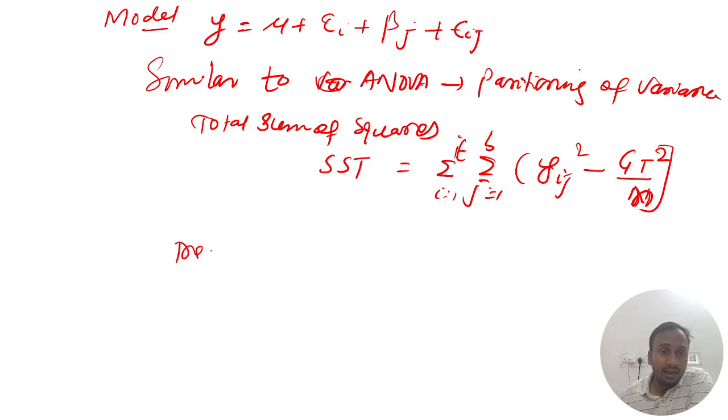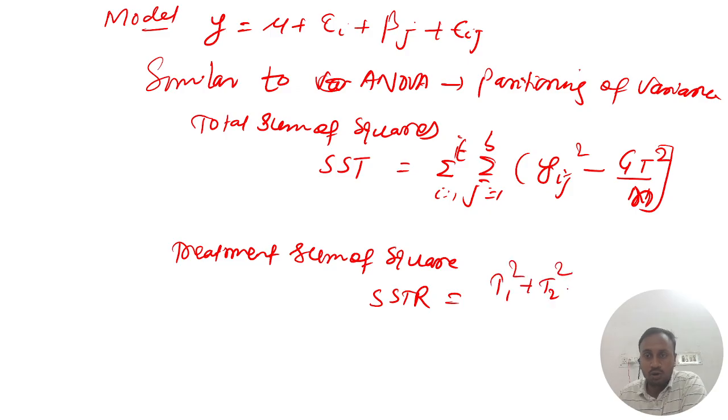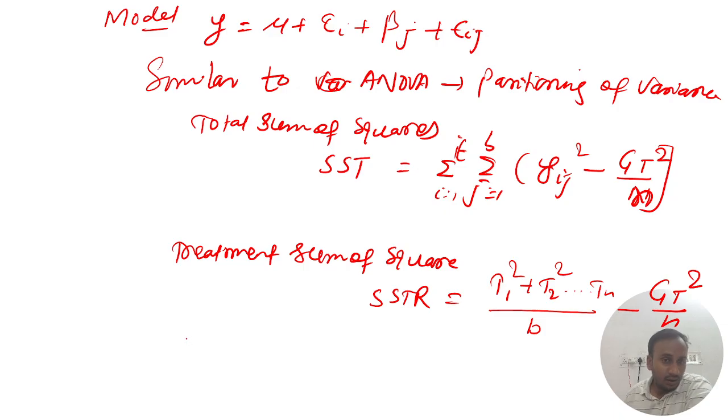Then the treatment sum of squares. In ANOVA we had between and within, but now here we have between treatments and between blocks. So we'll say SSTR equals T1 squared plus T2 squared up to Tn squared, divided by the number of blocks, minus GT squared by N. We'll solve the problem and see. Then the block sum of squares.